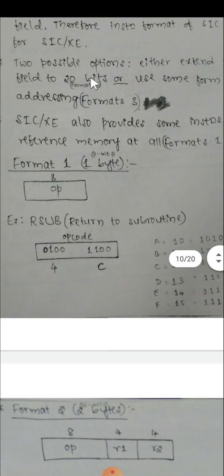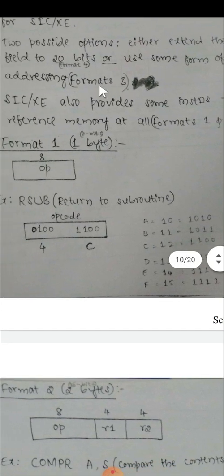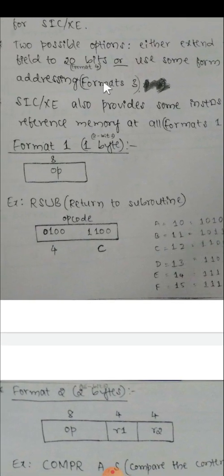Okay, and we can extend this address field, 15 bits of address field, in format number 4. We will see this for format 3 and format 4. So we can extend the 15 bits of address to 20 bits only when we use format number 4, and we can use some relative addressing modes when we use format number 3. We will see these formats.